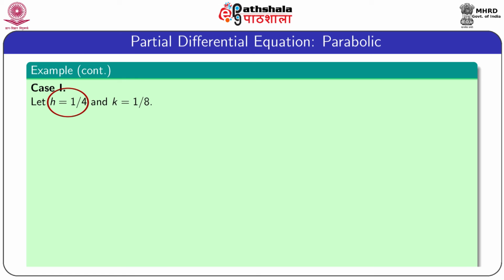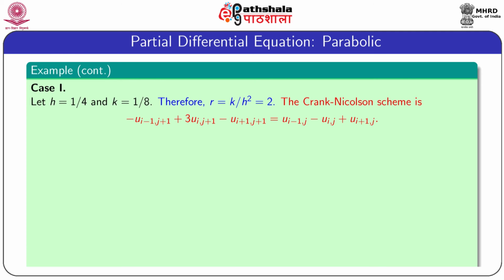First we consider h equal to 1/4 and k equal to 1/8. So, in this case the value of r equal to k by h squared, which is equal to 2, and we mentioned that the Crank-Nicholson method is applicable for all values of r. The Crank-Nicholson iteration scheme is given by these equations.